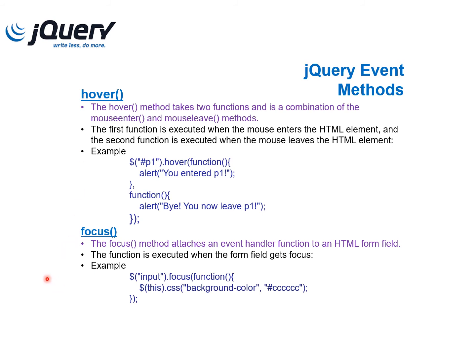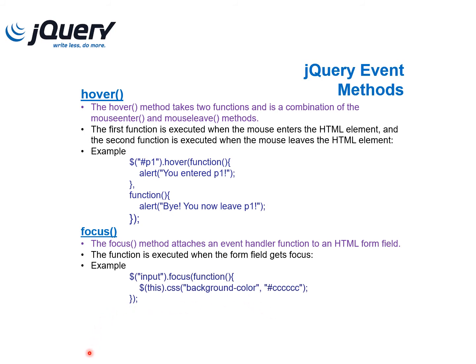The next event method is focus. The focus method attaches an event handler to an HTML form field. So this particular event attaches an event handler to the corresponding HTML form field, and this function is executed when the form field gets focus.